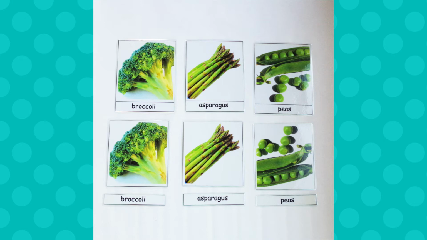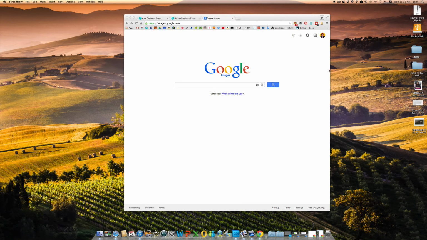Okay, so now we will go and look at Google. So another way to find your images is to use Google. You need Google Images and then just type in the keyword. So we're going to look for chicken.